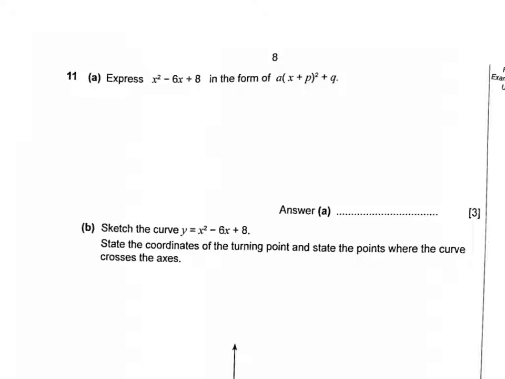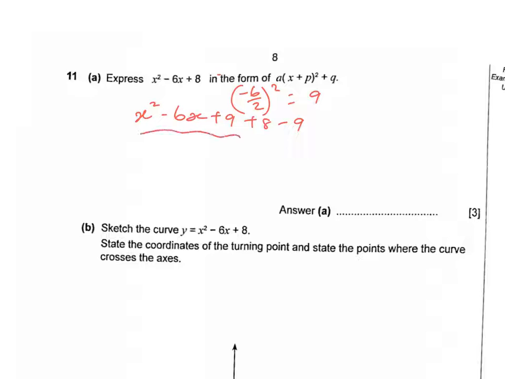Okay, so question 11. Express this in this form. This is a completing of a square. How do we complete a square? First, we check if this is 1. Like in this case, we are lucky it's 1. So what we do, we just halve our b, square it, add it before c, subtract it after c. So our half, we have -6/2 squared. That gives us 9. That means before c, we add 9. After c, we subtract 9. So we have x squared minus 6x plus 9 plus 8 minus 9.